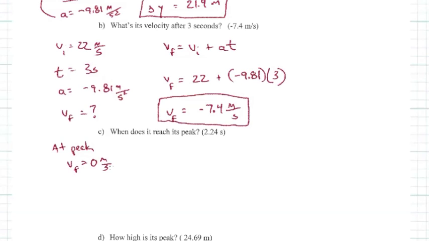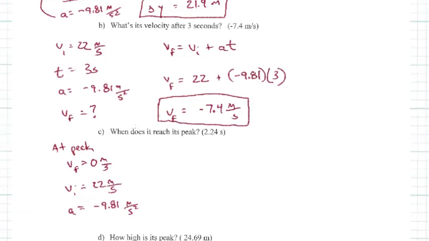Now, I wrote VF as in final velocity, because if we're just thinking about going from the ground up to the peak, that's the final. It's obviously not the total final because it's going to come back down, but we'll think of this as the final right now. The initial velocity, of course, is 22 meters per second. The acceleration is negative 9.81 meters per second squared.